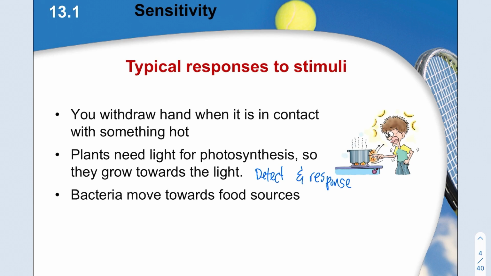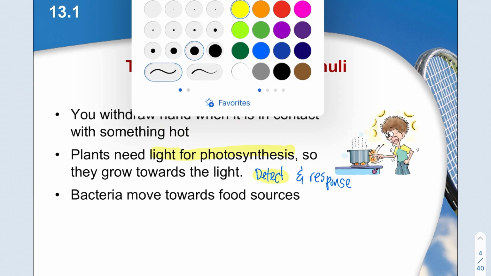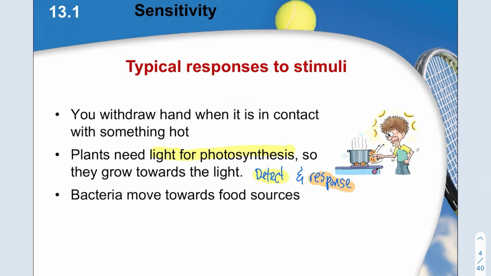In this case, the detect is the light. You detect the light, and then the response will come in through how you move towards it. The other one is bacteria moving towards food sources, where the bacteria detects the food and the response is moving towards it. Similarly, if a white blood cell is able to detect a foreign body, it would then slowly move towards it and kill off the foreign body.